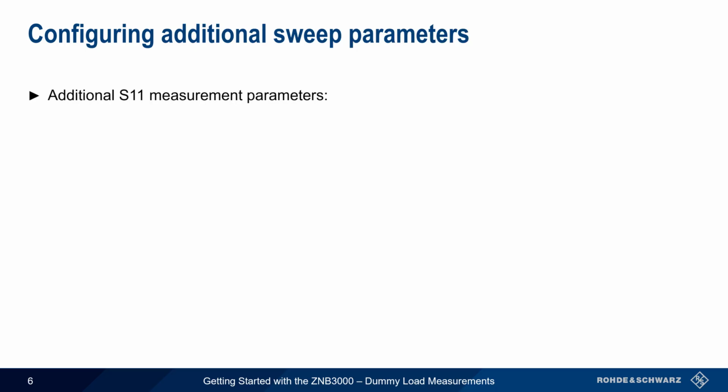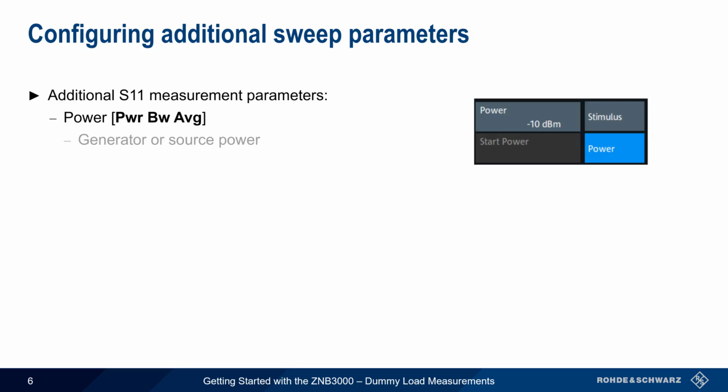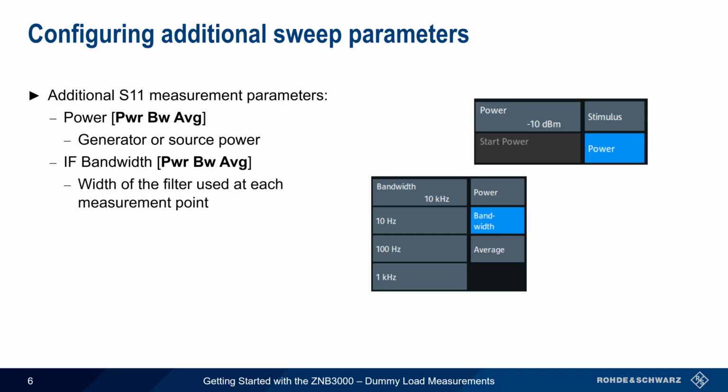Several other parameters can be configured when making S11 measurements. Under the Power Bandwidth Average button, the generator or source power can be changed. This same menu provides access to the IF bandwidth setting, which defines the width of the filter used to measure power at each sweep point. Lowering this value will reduce noise, but will also increase sweep time.